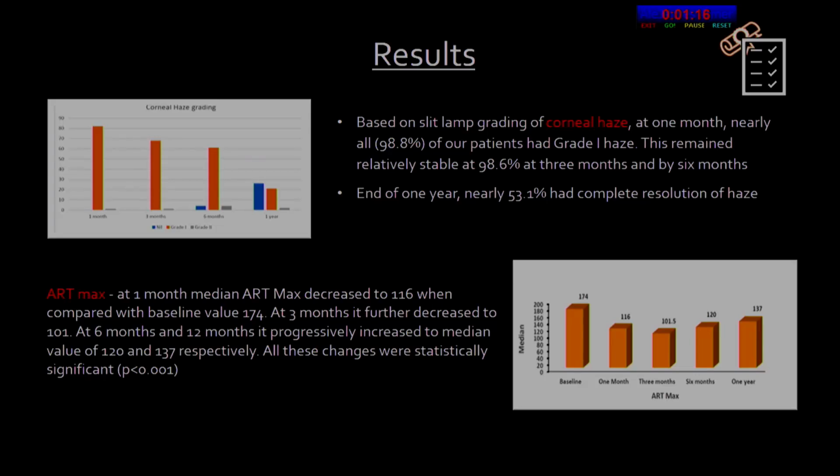Coming to ART max, at 1 month median ART max decreased to 116 when compared with the baseline value of 174. At 3 months, it further decreased to 101.